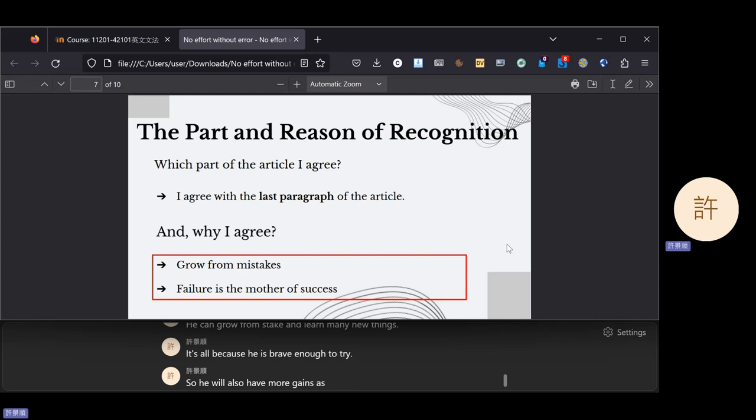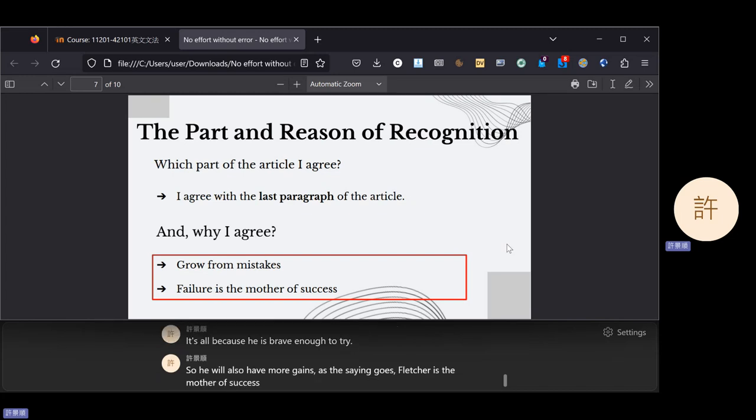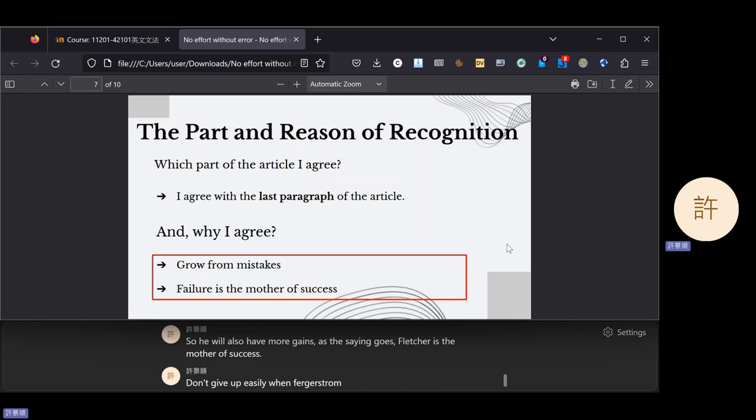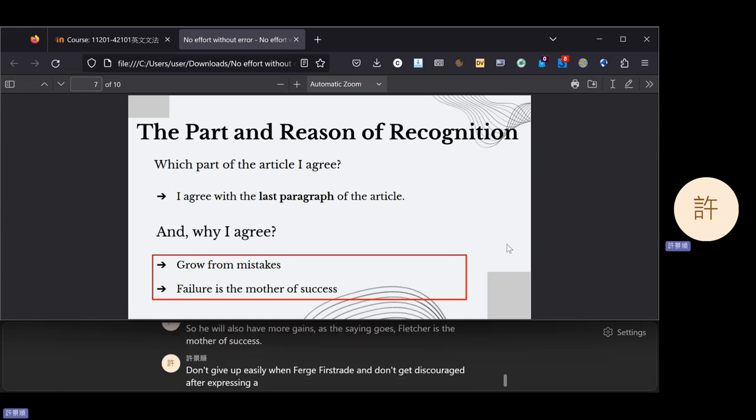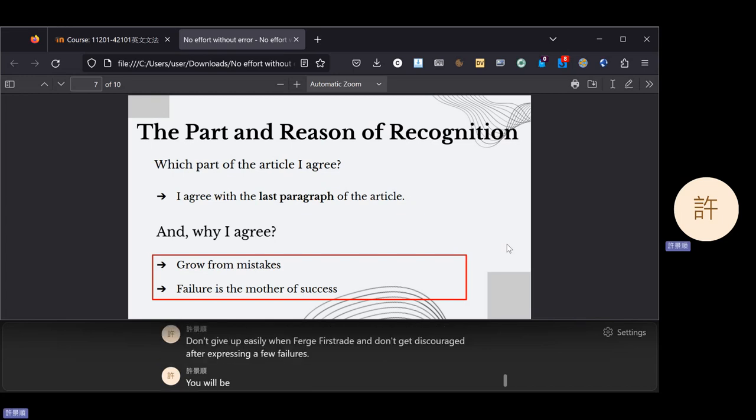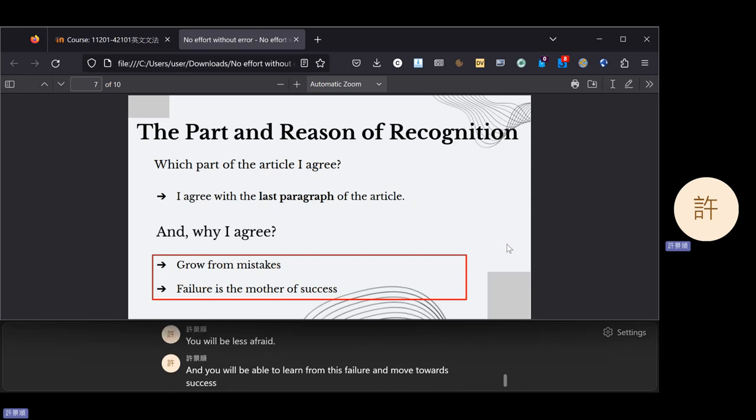As the saying goes, failure is the mother of success. Don't give up easily when frustrated, and don't get discouraged. After experiencing a few failures, you will be less afraid, and you will be able to learn from this failure and move towards success step by step.